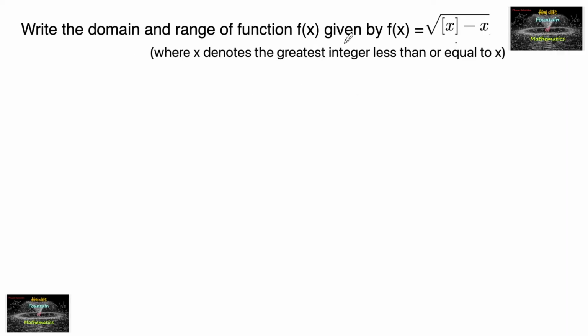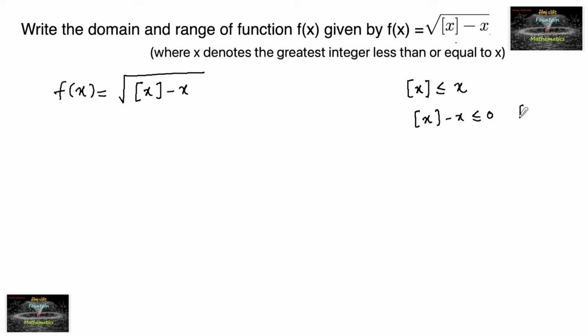Write the domain and range of the function given by f of x equals square root of [x] minus x. That's the greatest integer function, the greatest integer less than or equal to x, which means [x] will be the greatest integer which is less than or equal to x. So clearly [x] minus x is always less than or equal to 0 for any real number. From the definition it is very clear.